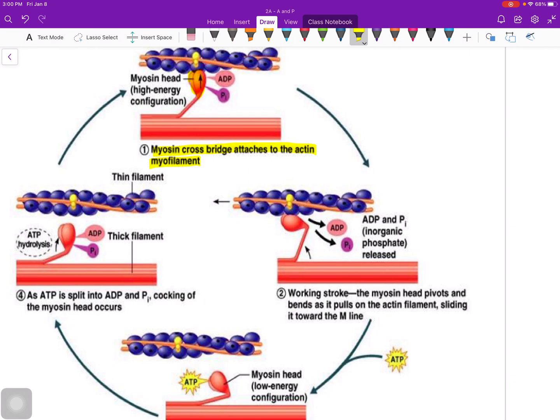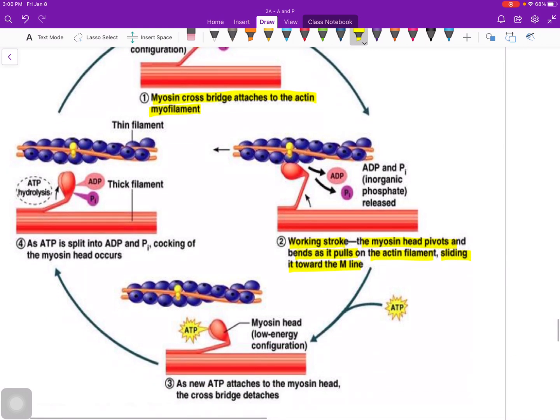All right, now, at this point, you have what's known as a working stroke. All right, the myosin head is going to pivot and bend, pulling on the actin filament, and then it slides toward that M line that we talked about. Now, you're using energy here, so you've got ATP. It attaches to the myosin head, and that's going to cause the cross bridge to detach.